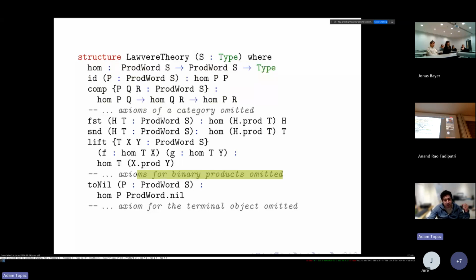You have the axioms that say that this product in the inductive type prod word should behave like the categorical product. Again, I've omitted those axioms. And then you have a single axiom that says that this is indeed the terminal object. Okay, so quite straightforward.